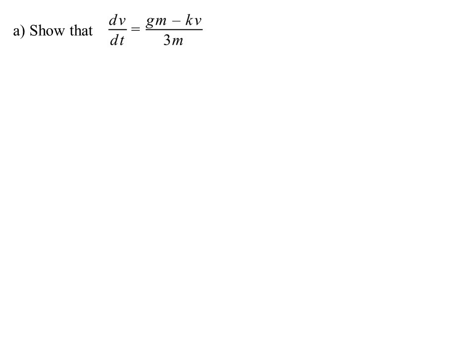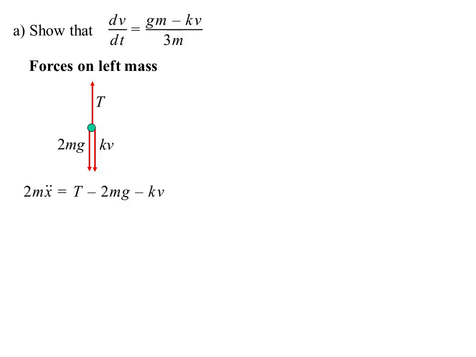Well, let's look at the two different masses. So on the left-hand side, our mass, I have 2mg going down. I also have kV. How did I know resistance was that way? Well, it makes sense. They've given us a little picture there with the V going down, so they've told us it's going down. But it kind of makes sense that the heavier one would pull the lighter one up. So we know our mass on the left is going up, and that's why resistance must be going down. But we'd also have tension in that string as well. Now, our resultant force, 2m x double dot, will be T minus 2mg minus kV.